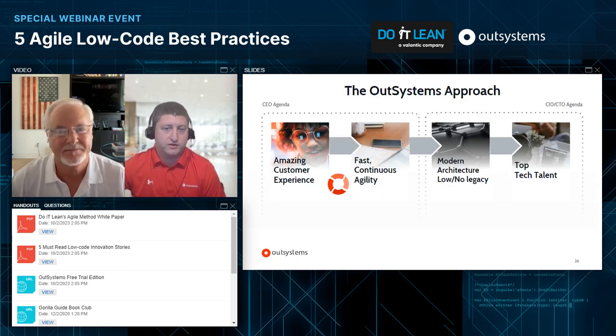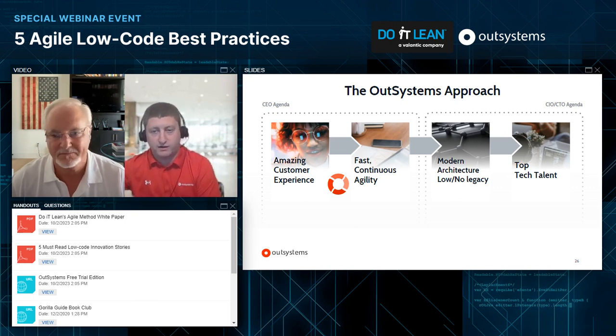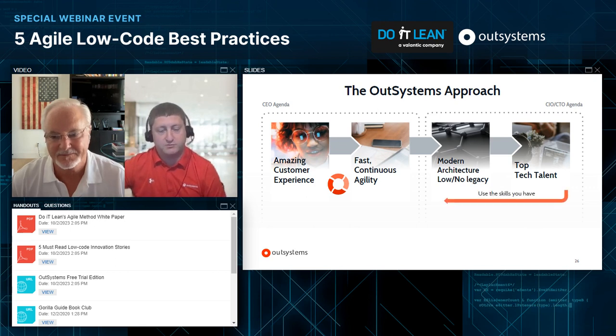And when you look at the typical business approach out there, the CEO agenda wants amazing customer experiences and fast agility to be able to change and be nimble to the market. But the CIO or CTO really wants modern architecture, legacy tech debt to a minimum. They want to be able to hire the top tech talent as well. And OutSystems can help bring these to both sides, really. And first, you can use the skills that you have. So I think we have the best blend or best spectrum of developers that can be successful on the platform.